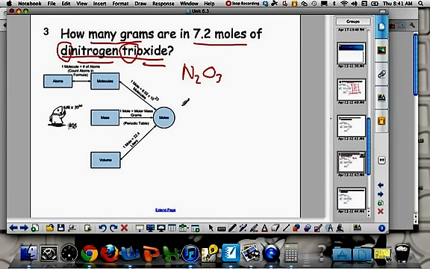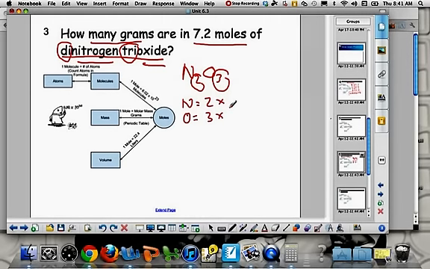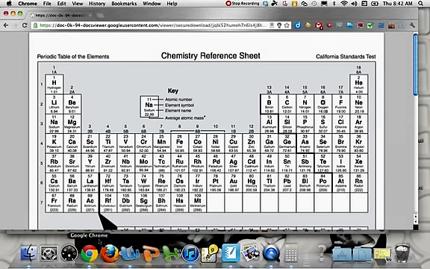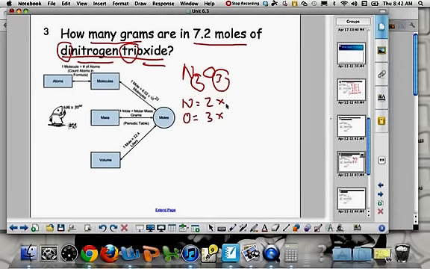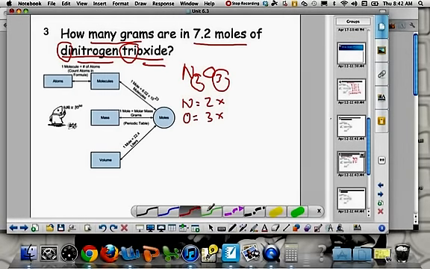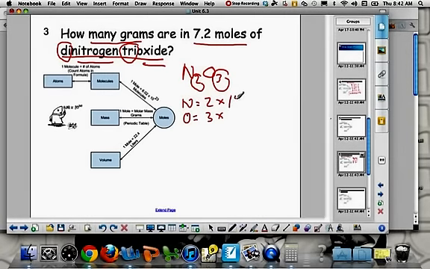Let's take a look. I have nitrogen here. I have oxygen here. I have 2 nitrogens. I have 3 oxygens. Let's look up the masses from the periodic table. I could tell you them if you look it up. Nitrogen has a mass of 14. Oxygen has a mass of 16. Those are the masses that we want to use in this. So nitrogen has a mass of 14. Oxygen has a mass of 16.